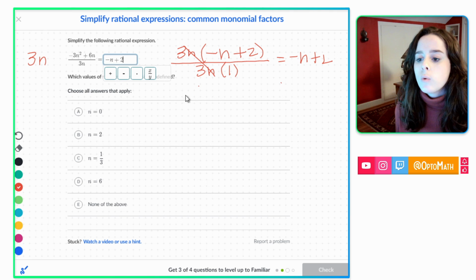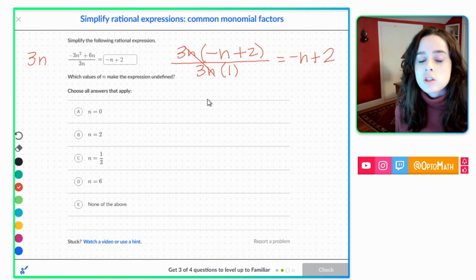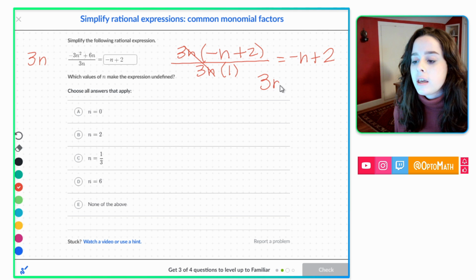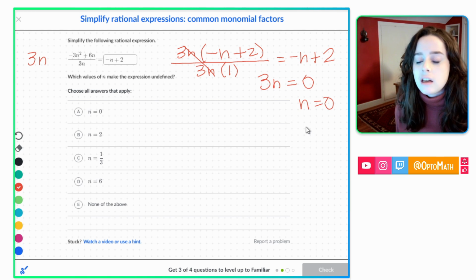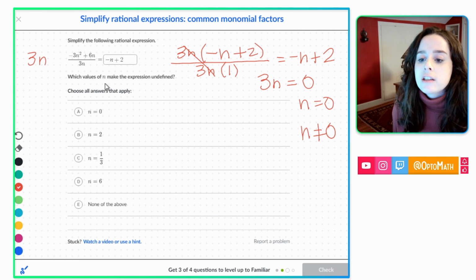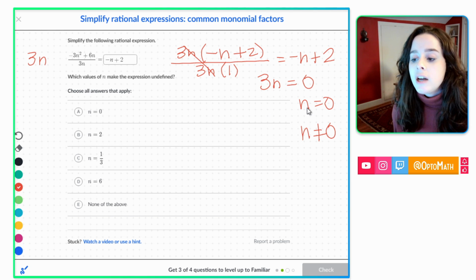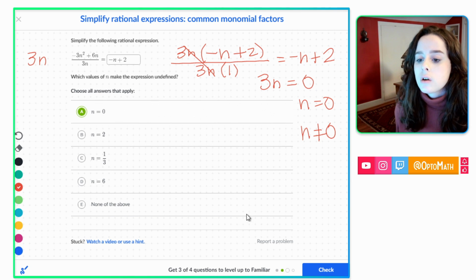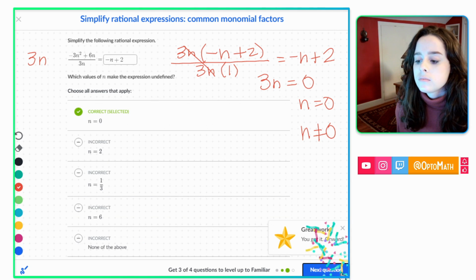And let's look to see what value makes this undefined. We have to set both factors of our denominator equal to 0. We have 3n and 1, so really we're just looking at our 3n. If that equals 0, then n equals 0, and that's what makes it undefined. Of course, we like to say n does not equal 0. It can't equal 0. That's our restriction. But since we're answering what makes it undefined, we say it's equal to 0. So let's check. We're good.